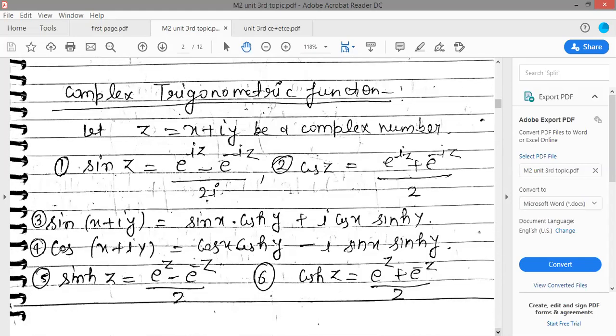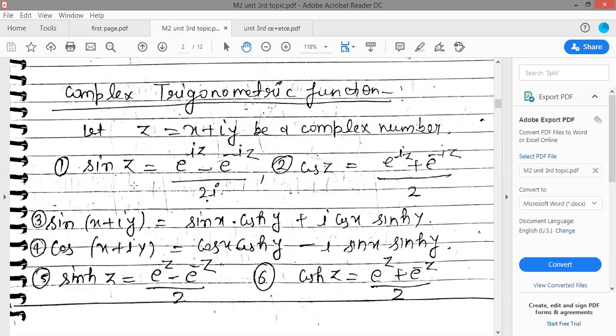Now the next form is the complex trigonometric function. Trigonometric means sin, cos, tan, cot, cosec, sec, all six functions will be here. So for the trigonometric functions, first, let z = x + iy be a complex number. We know sin z, cos z, and the sin(a+b) and cos(a+b) formulas, but all these formulas will be in complex form. So remember these six to seven formulas.